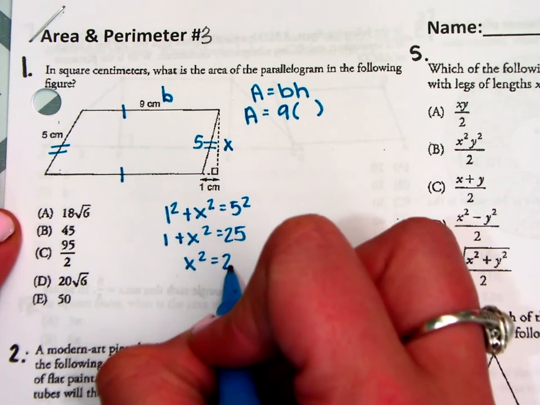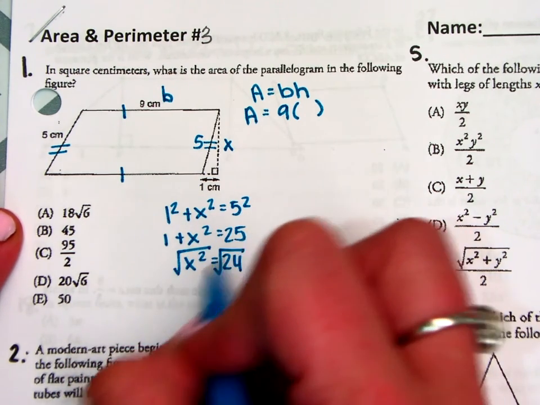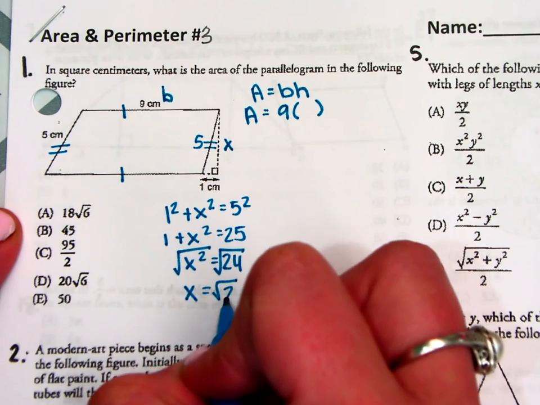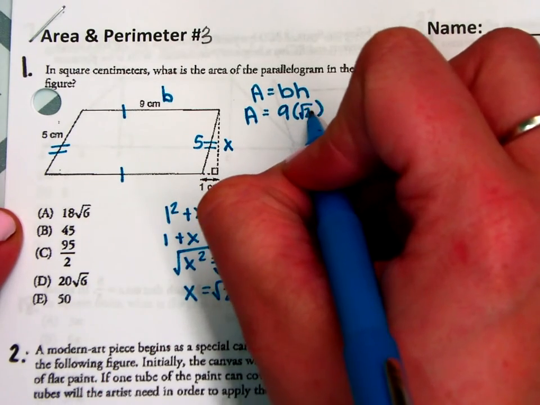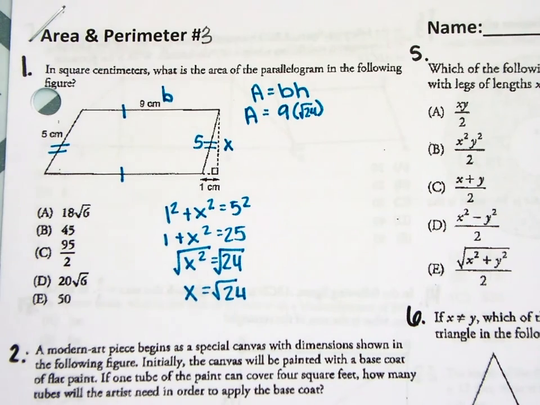1 plus x squared equals 25. Subtracting 1, I would get 24. And then the square root of 24 is actually going to be my height. I should have made that bigger. Now, obviously, looking at my answer choices, that's actually not an answer. But that's okay. What we're going to do is simplify the square root of 24.